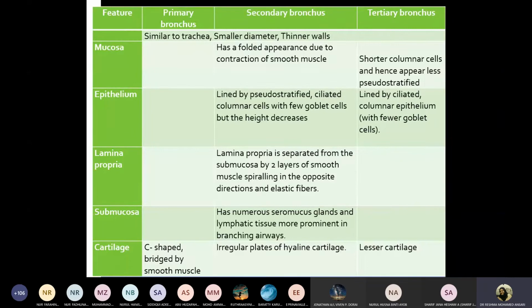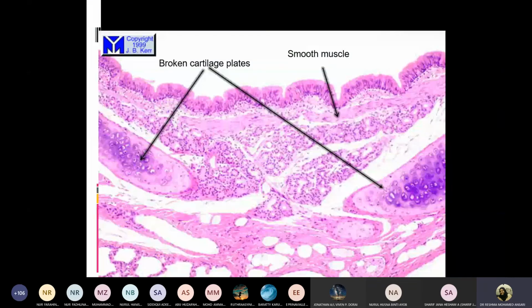So when I look at a bronchus epithelium, look at the mucosal layer. It is a bit contracted because of the smooth muscle. It is something like an elastic. Your smooth muscle acts like an elastic, so there is curving of your epithelial layer. The cartilage starts to break. So why does the cartilage start to break?